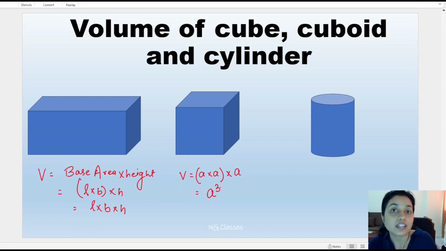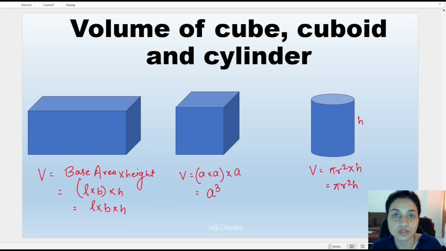Alright, let's find the volume of the cylinder. Here also volume is equal to base area times height. The area of the base, which is a circular base, will be pi r square, and the height of the cylinder is h, so times h. Hence the formula for the volume of the cylinder is pi r square h.